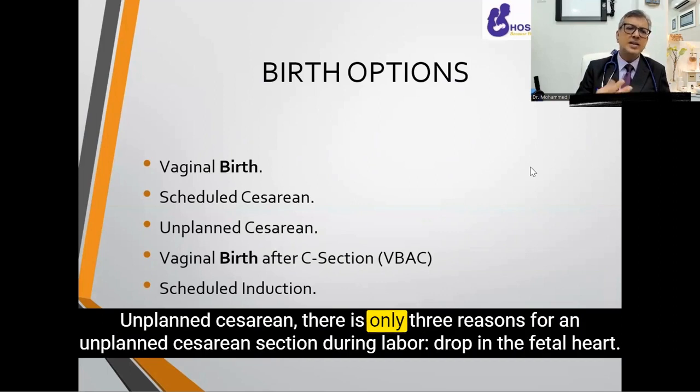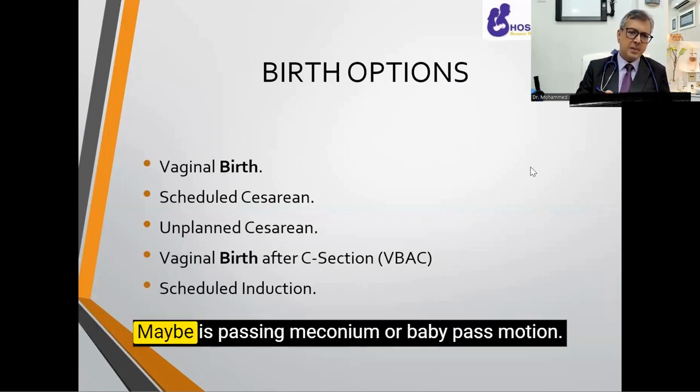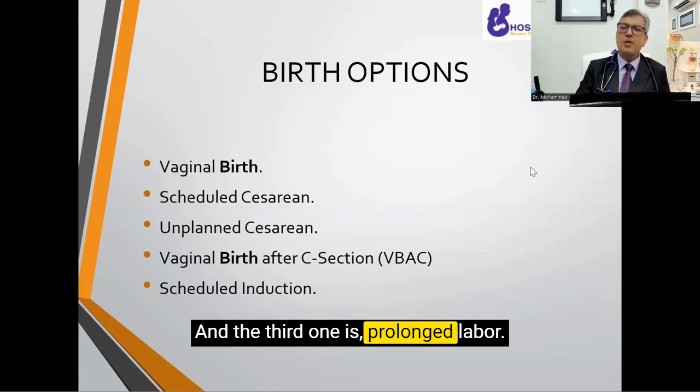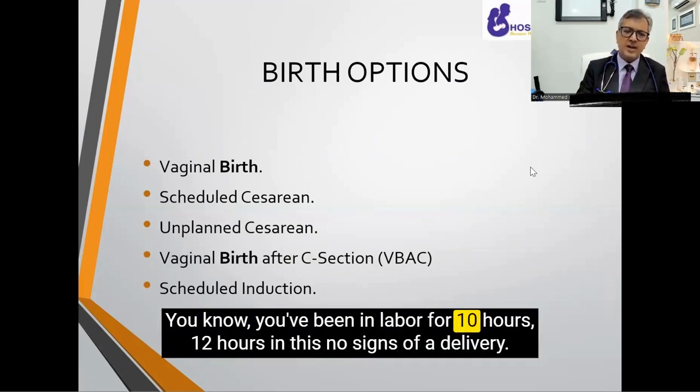Unplanned cesarean, there are only 3 reasons for an unplanned cesarean section during labor: a drop in the fetal heart, the baby is passing meconium or fast motion, and the third one is prolonged labor. You've been in labor for 10 hours, 12 hours, and there are no signs of a delivery.